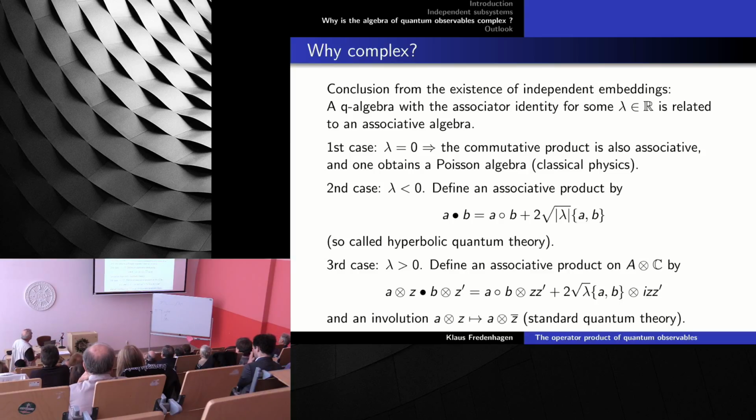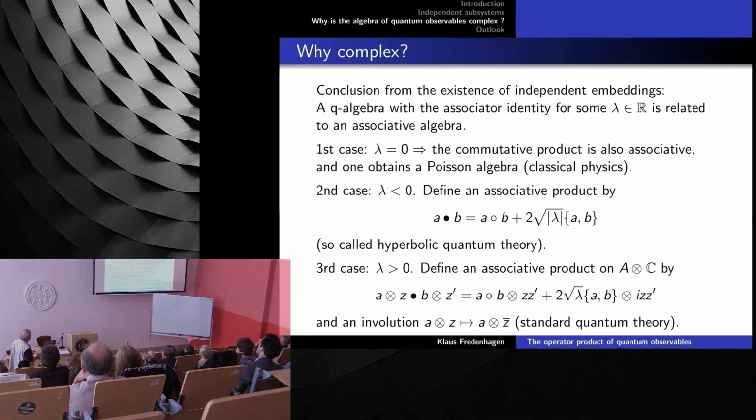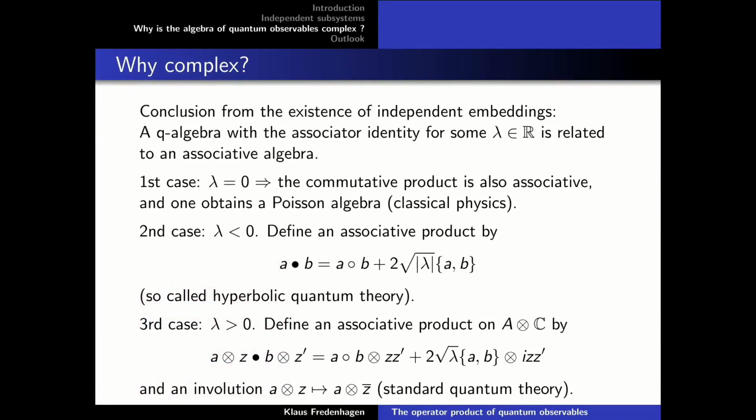But there is a second case, namely lambda smaller than 0. Then one can define an associative product by this formula, where we take the square root of the absolute value of lambda, and here is the anti-symmetric product. This is called hyperbolic quantum theory, and it's a little bit strange.